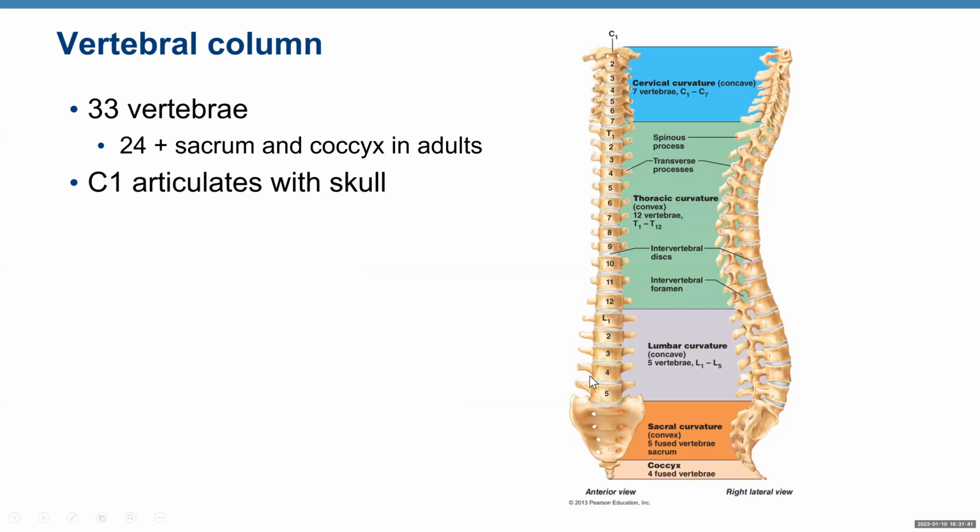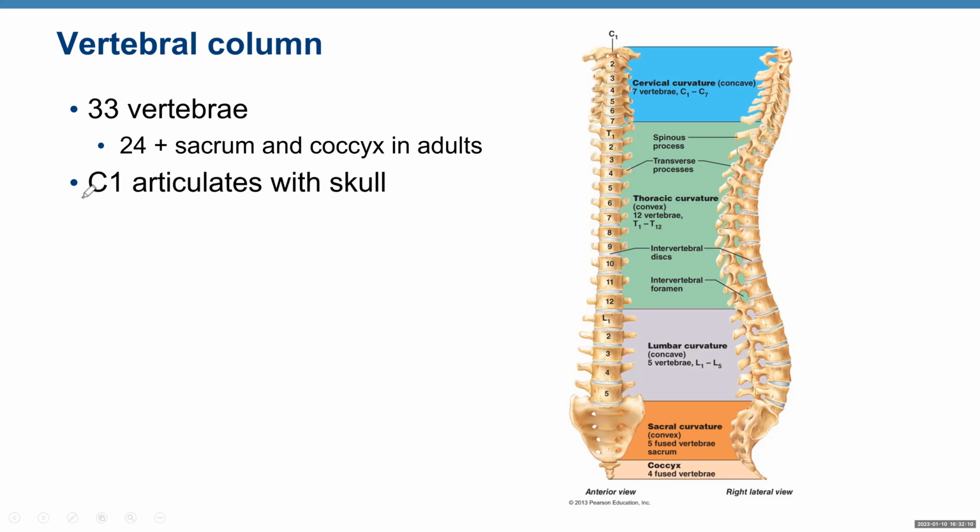Another part of the axial skeleton is your vertebral column. It's made of 33 vertebrae, 24 are movable. So they have joints in between that allow slight movement between vertebrae, and the rest are sacrum and coccyx. They are fused in adults.